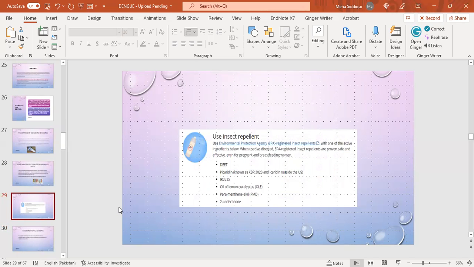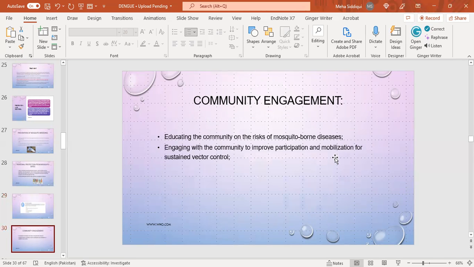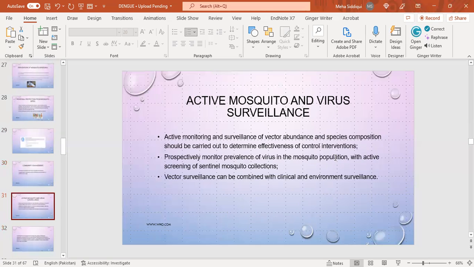These are the insect repellents that are recommended by CDC, which are proven safe and effective even for pregnant and breastfeeding women. These are DEET, picaridin, oil of lemon eucalyptus, and para-menthane-diol. Community engagement. Educating the community on the risk of mosquito-borne diseases, and engaging with the community to improve participation and mobilization for sustained vector control. Active mosquito and virus surveillance.